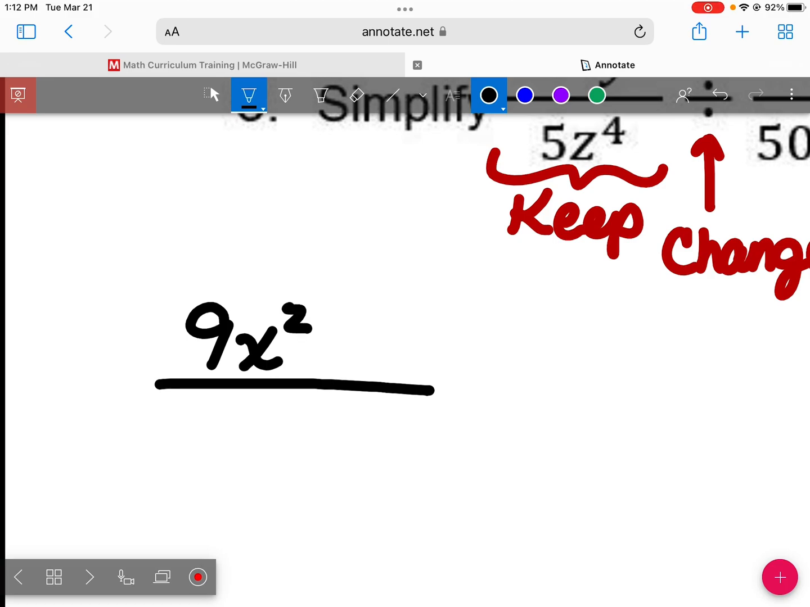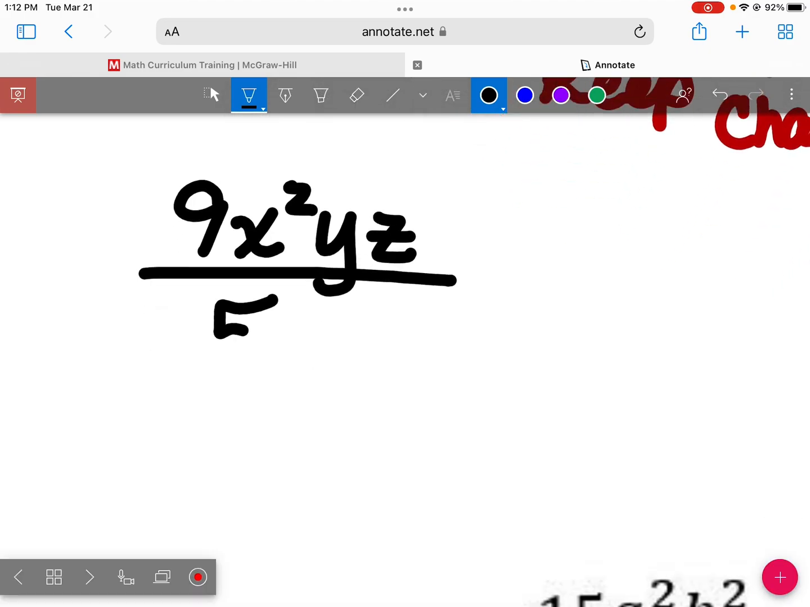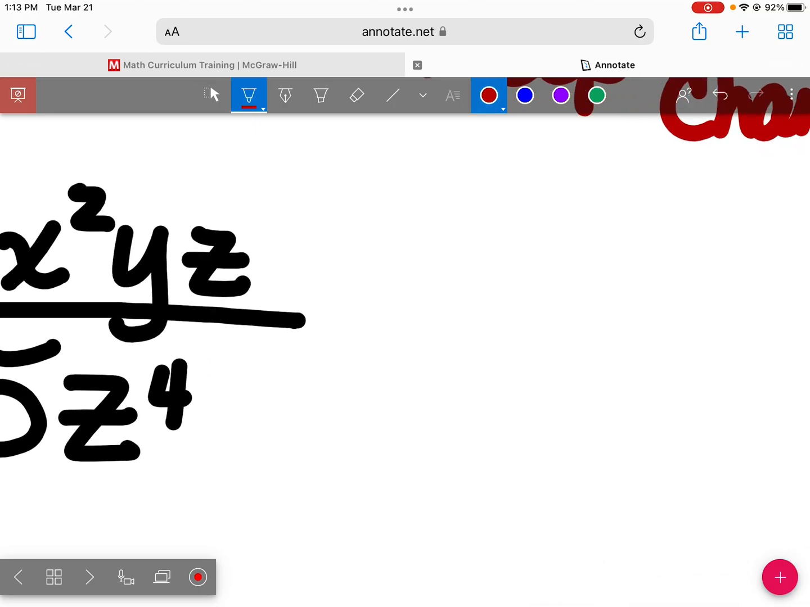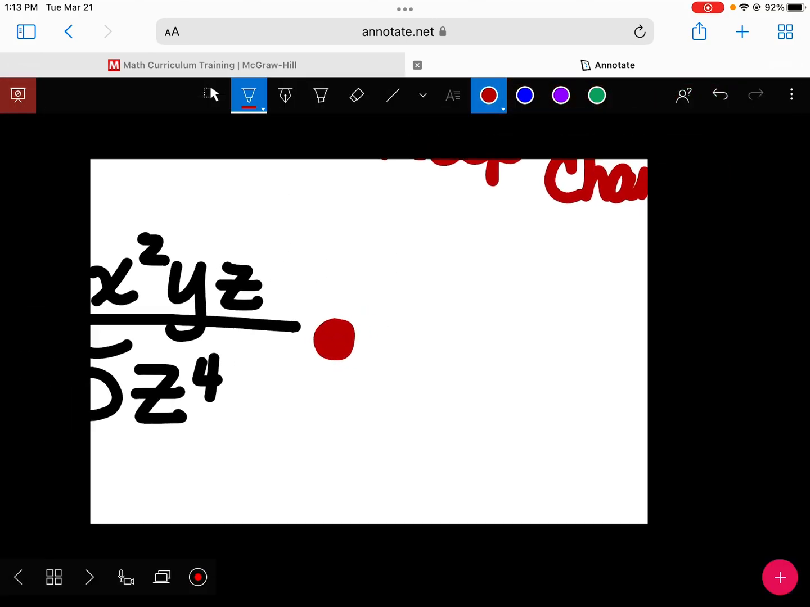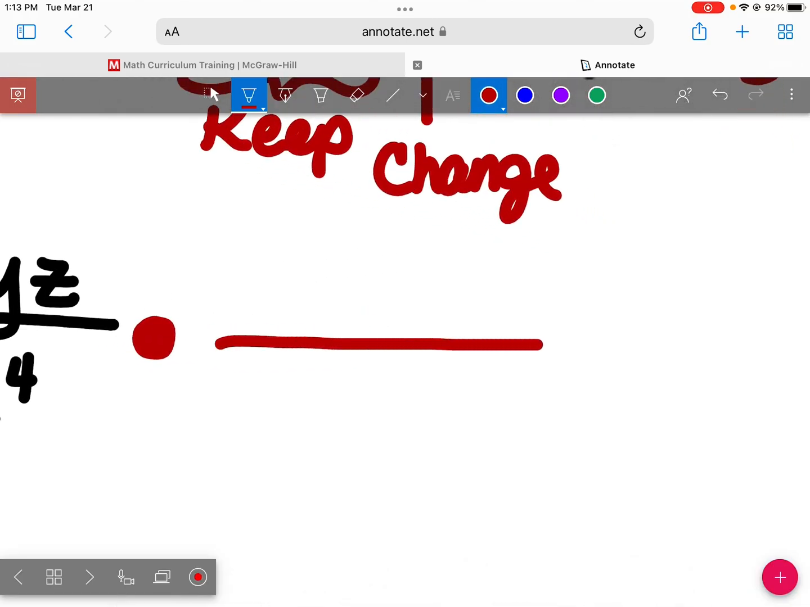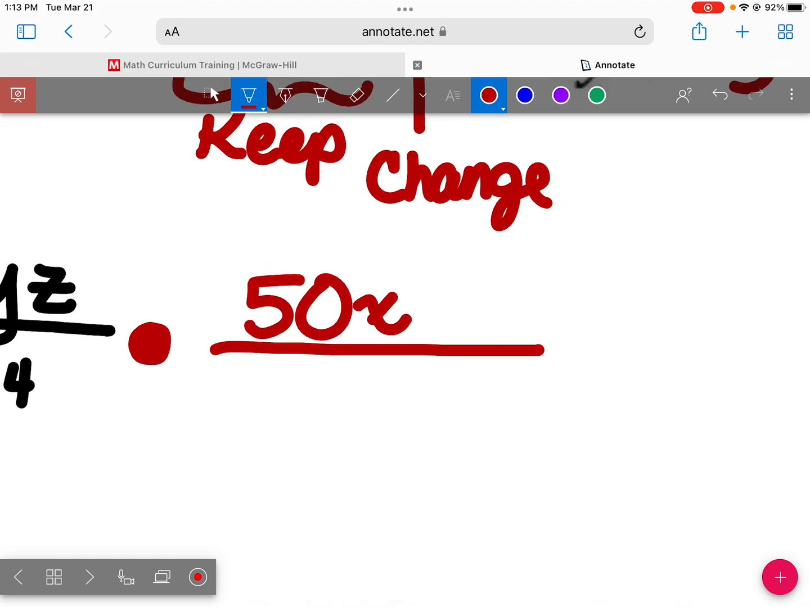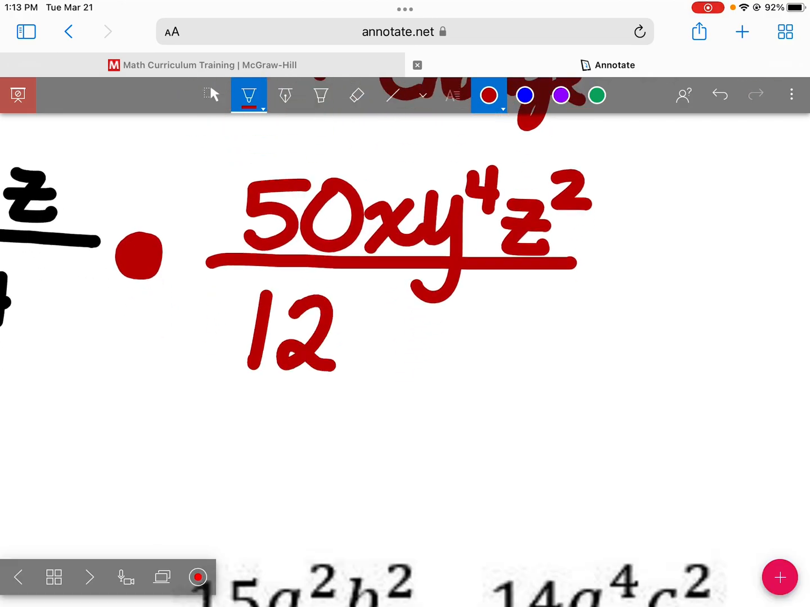9x squared yz over 5z to the 4th. Change the division into multiplication and flip our second fraction. So 50x y to the 4th z squared goes up on top. And now 12x to the 4th y squared is on the bottom.